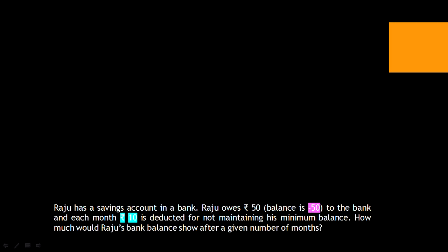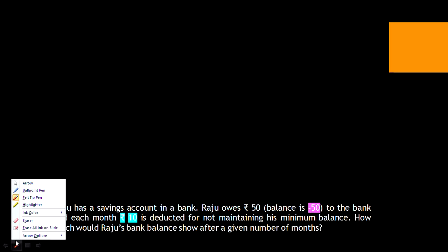In this video, let us have a look at one last example. Raju has a savings account in a bank. Raju owes rupees 50 to the bank, and each month rupees 10 is deducted from his account for not maintaining minimum balance. How much would Raju's bank balance show after a given number of months?